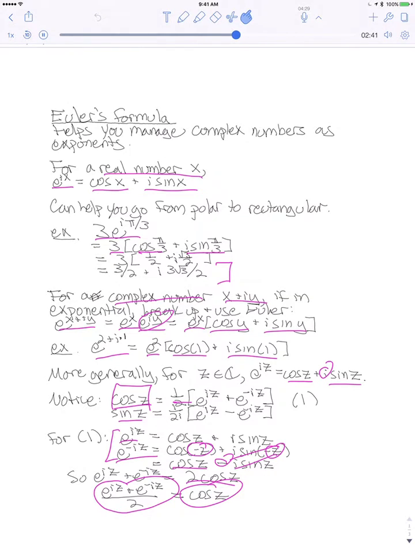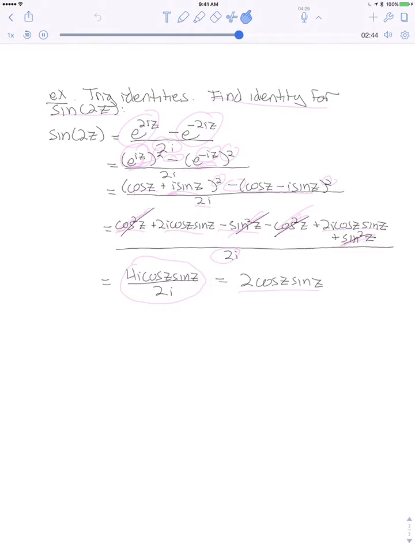And a great thing is that if you understand how to use Euler's formula, you really never have to remember trig identities. I can never remember them. So let's find an identity for sine of 2z. Step 1, use the definition of sine. We can write it as e to the 2iz minus e to the minus 2iz over 2i, from what we just wrote on the previous page. And then I'm going to use rules of exponentials. e to the 2iz is the same as e to the iz squared, and e to the minus 2iz is e to the minus iz squared.